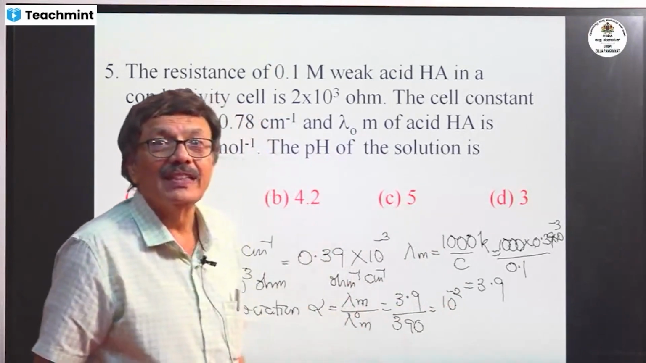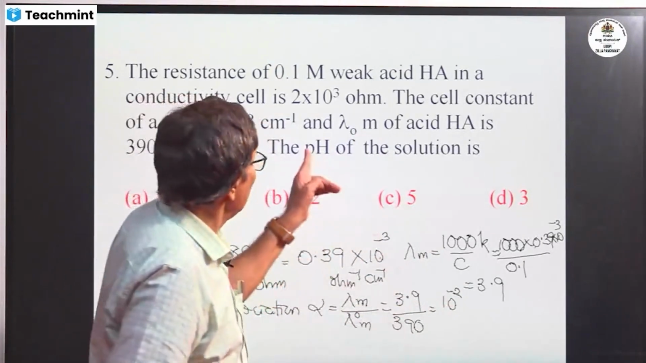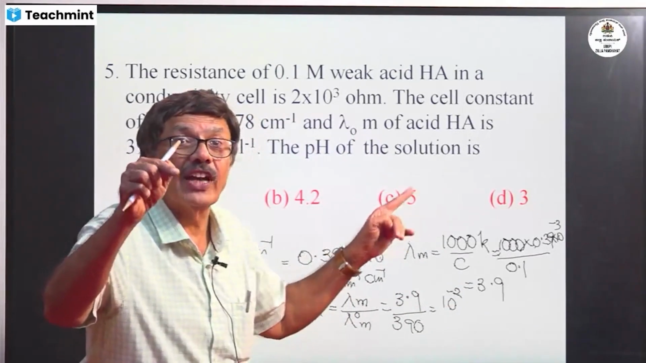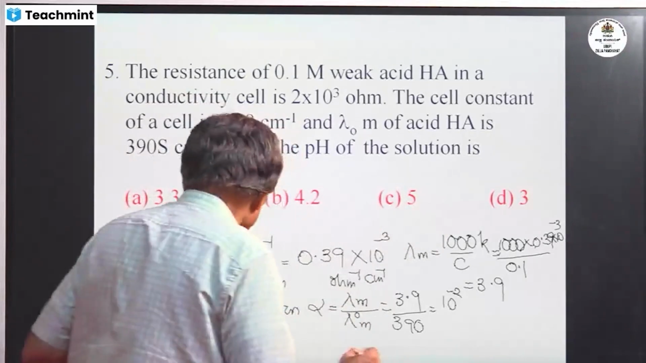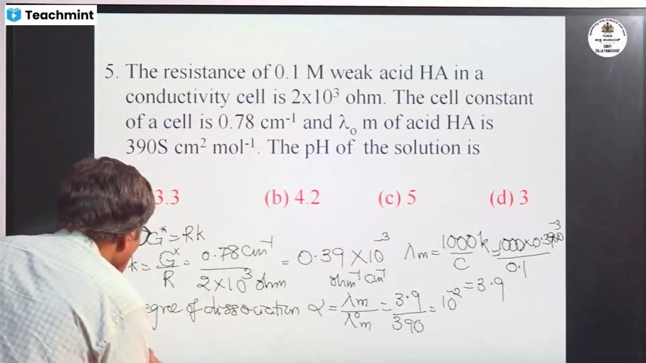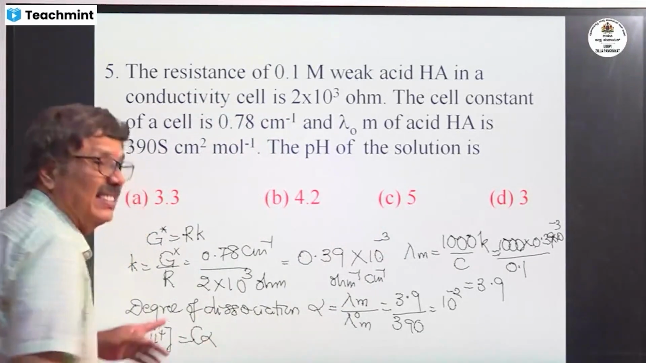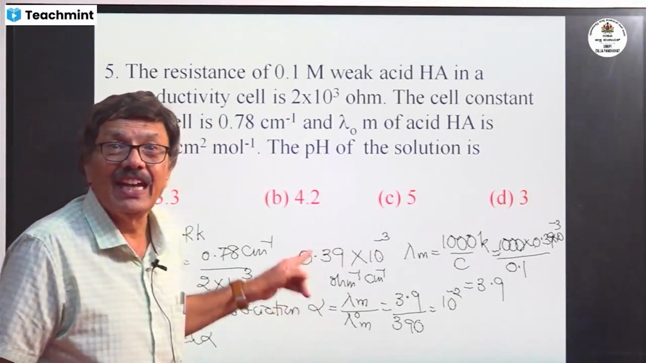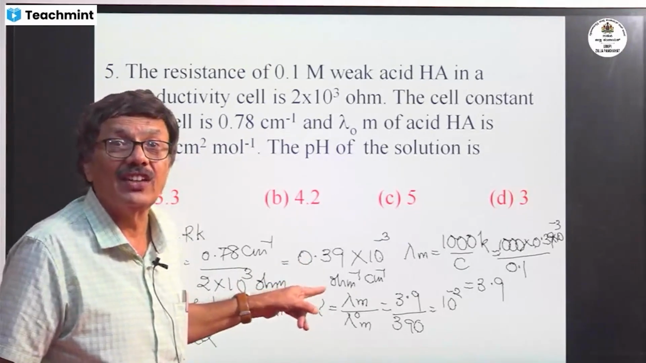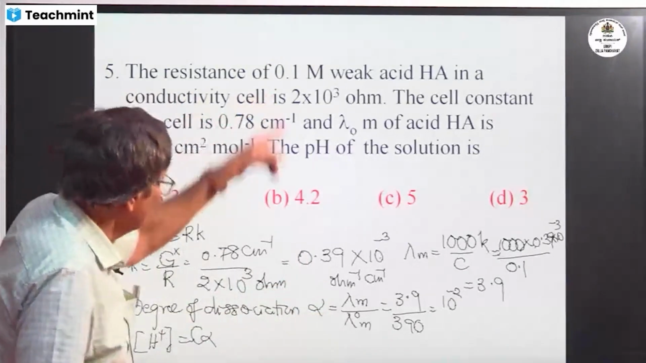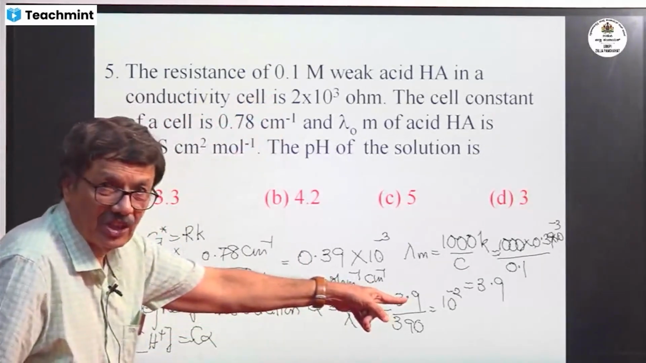Then we want pH. For pH we want the hydrogen ion concentration. For a weak acid, the hydrogen ion concentration is equal to C alpha. This is the formula for calculating the hydrogen ion concentration of a weak acid. C is the concentration, and alpha is 10 to the power minus 2.